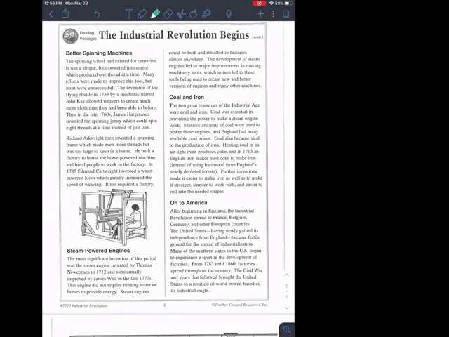The development of steam engines led to major improvements in making machinery and tools, which in turn led to those tools being used to create new and better versions of engines and many other machines.